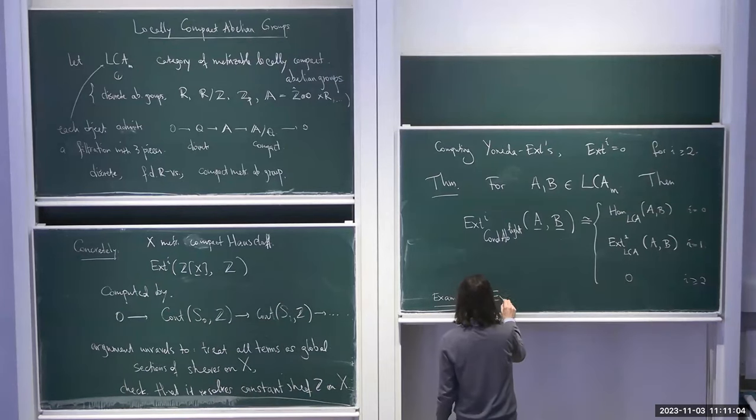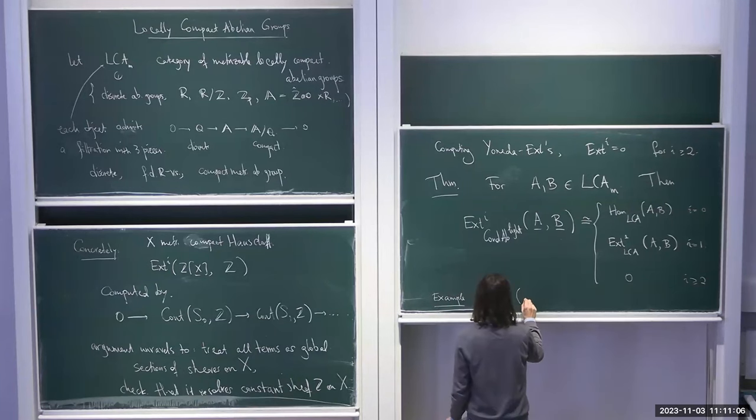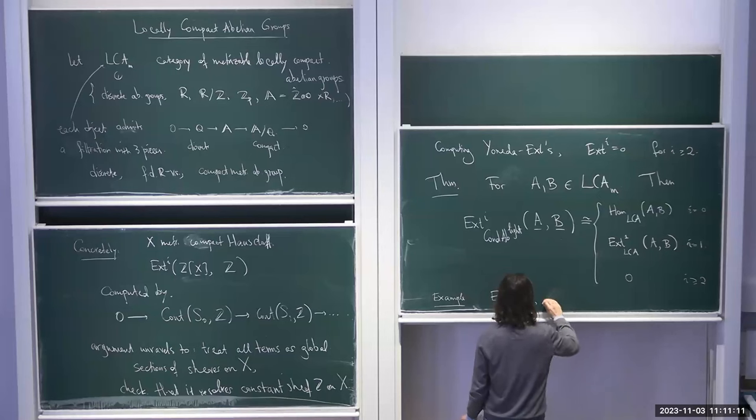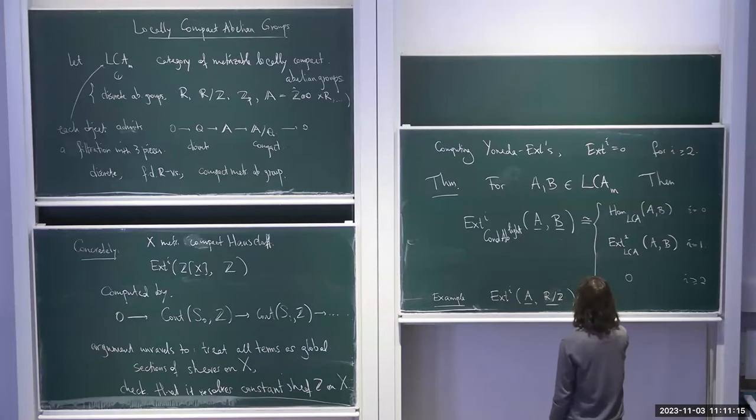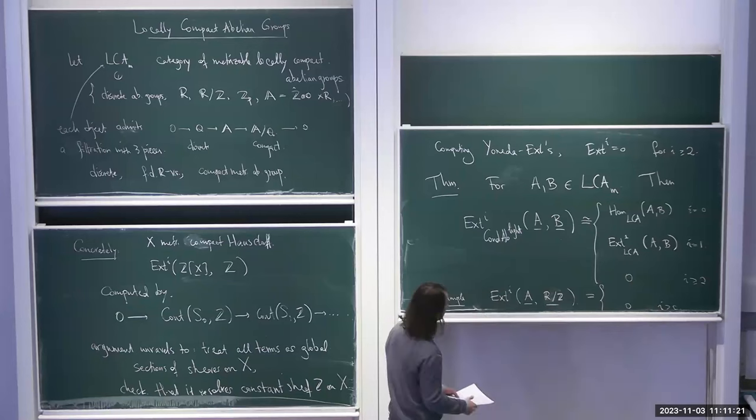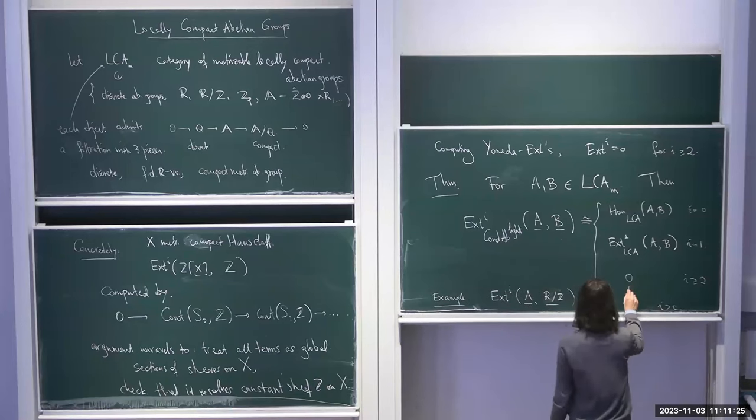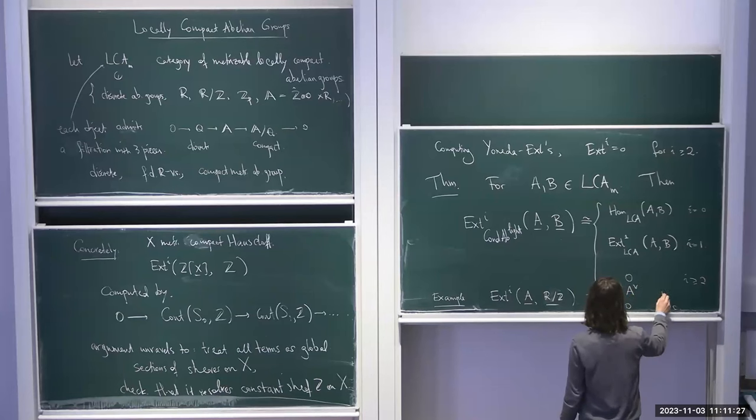So first of all, you can compute Ext groups of anything against the circle group as one. So this is actually zero in positive degrees. This points to Pontryagin duality, and Pontryagin duality is some kind of exact operation on locally compact abelian groups. And it's precisely the dual abelian group, as a dual locally compact abelian group, in degree zero.